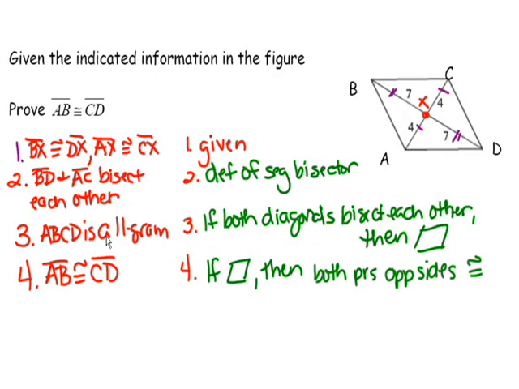Okay, if the diagonals bisect each other, then we have a parallelogram going on. So ABCD is a parallelogram because if both diagonals bisect each other, then parallelogram. Finally, that means that side AB is congruent to side CD because if it's a parallelogram, then both pairs of opposite sides are congruent. Any questions?